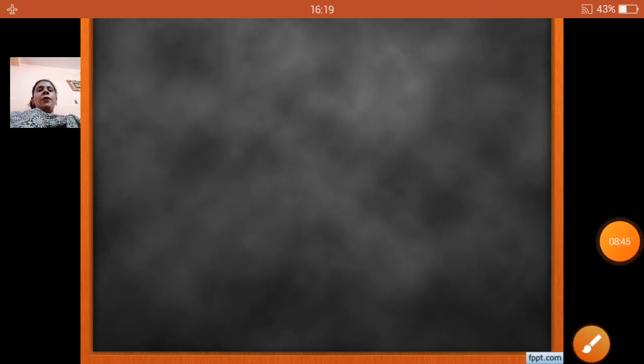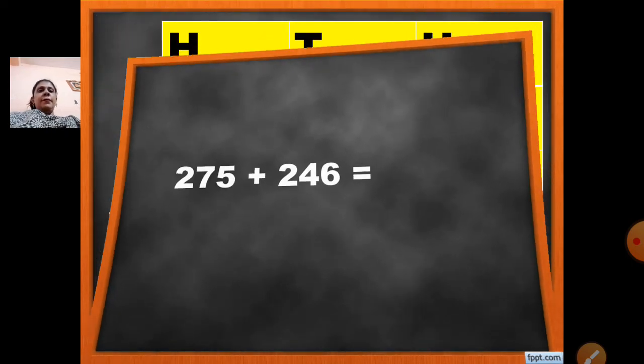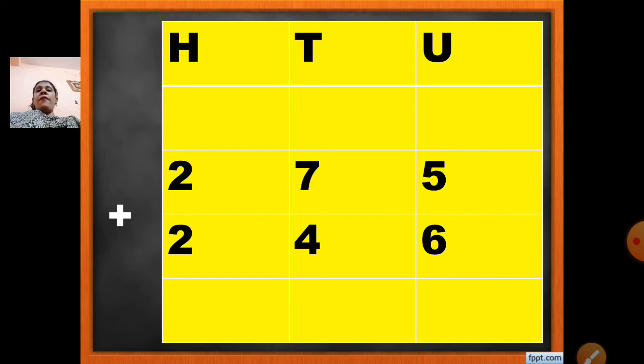Okay. Now next. 275 plus 246. 275, that is 275 plus 246. So let us arrange them vertically. Yes, here it goes. We have arranged them vertically according to their place value. So what are we going to do? We are going to add units with units, tens with tens and 100 with 100. Okay. So let us start. This is also addition of two numbers.